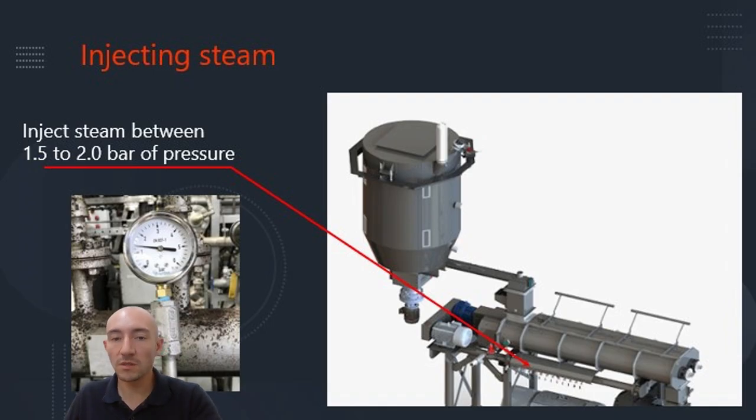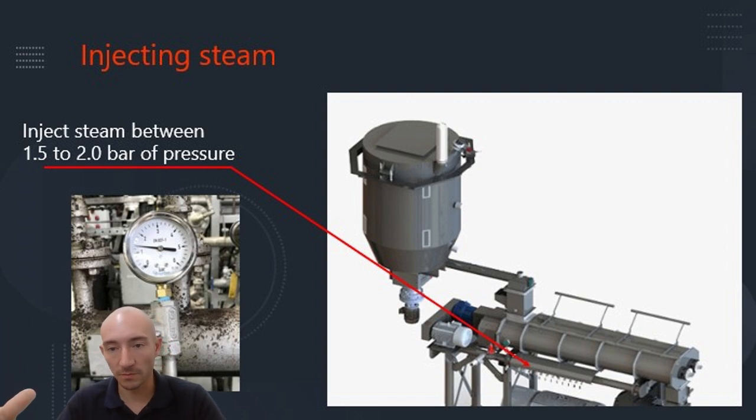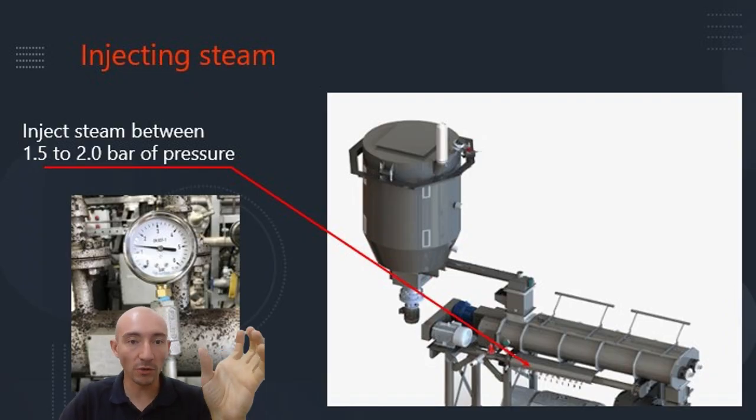We also need steam at the correct pressure. Steam needs to be injected between 1.5 to 2 bar maximum. So steam is coming from the boiler at 8, at 10 bars. And we're going to reduce the pressure down to 1.5 to 2 bars.